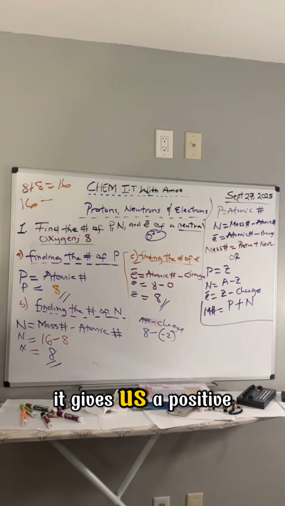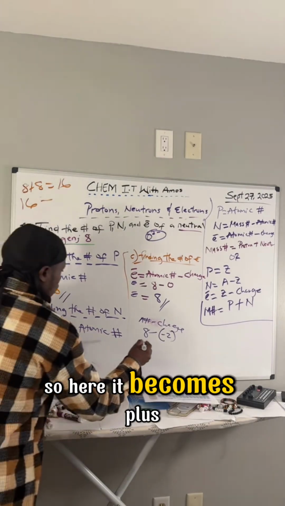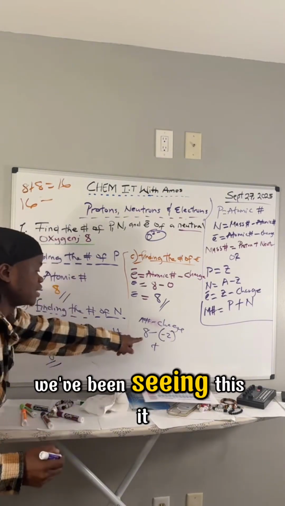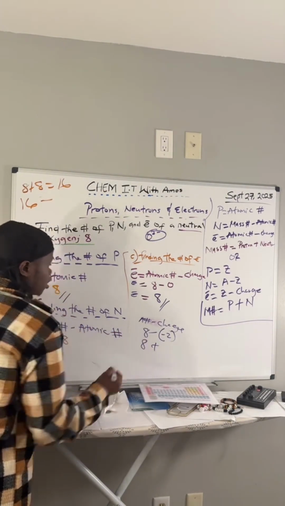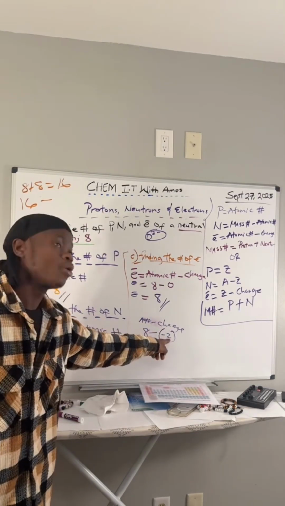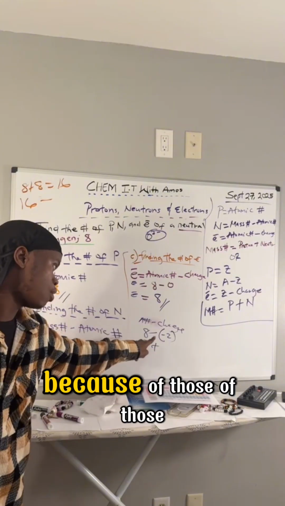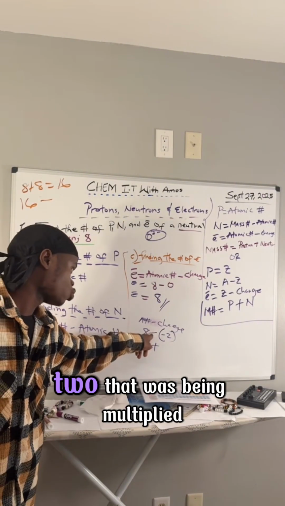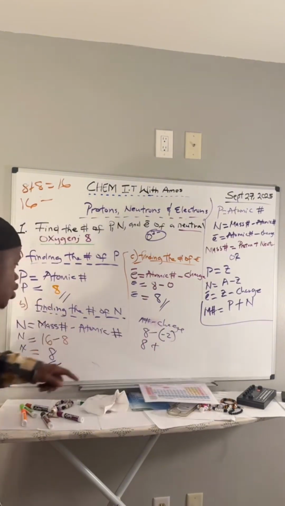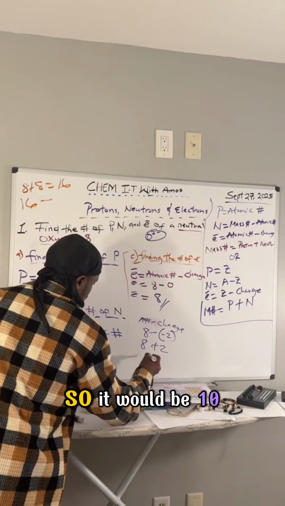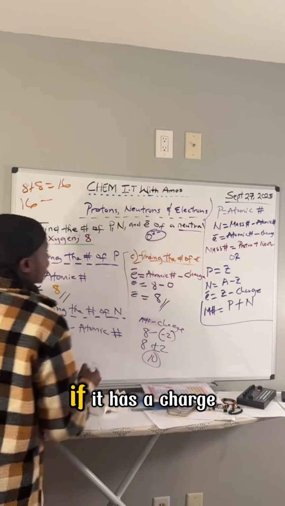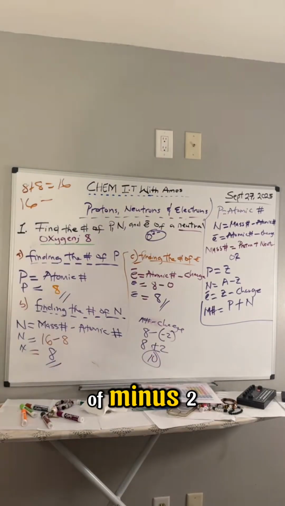It gives us a positive. So here it becomes plus. We maintain this 8. Then what is in this area right here? Remember that this sign has been broken away to one positive because of those 2 that was being multiplied. So it's become 2 right here. So it would be 10 if it has a charge of minus 2.